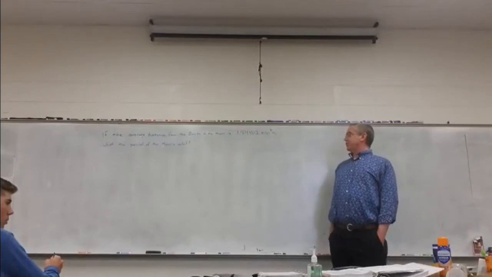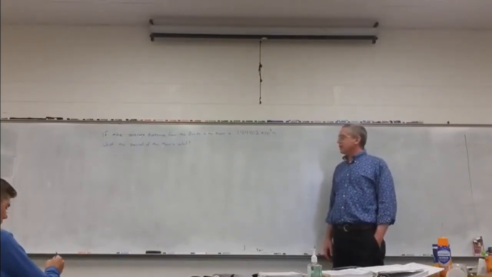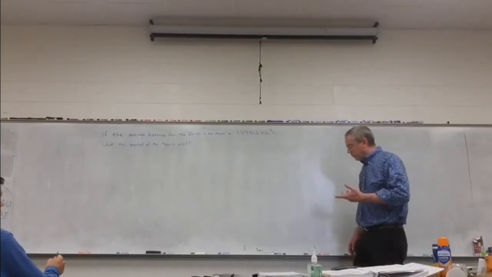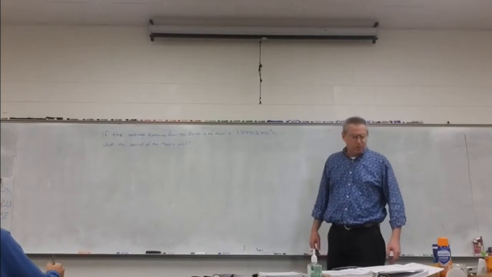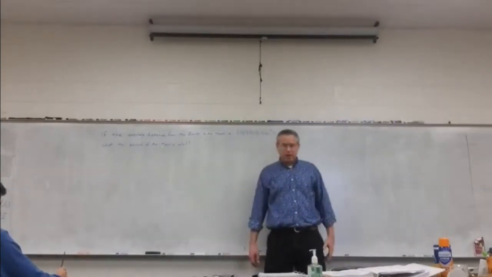So, average distance from Earth to Moon: 3.84402 times 10 to the 8 meters. What is the period of the Moon's orbit? Now, we have derived an equation that could be a shortcut, but let's do it from scratch. So let's say you're faced with this problem. What's the first step?